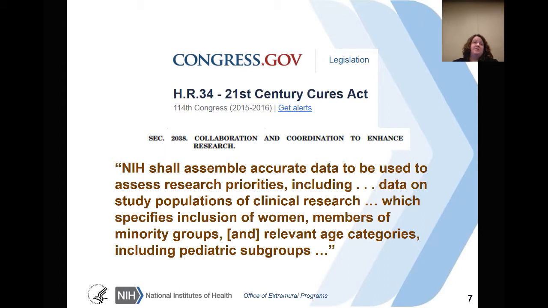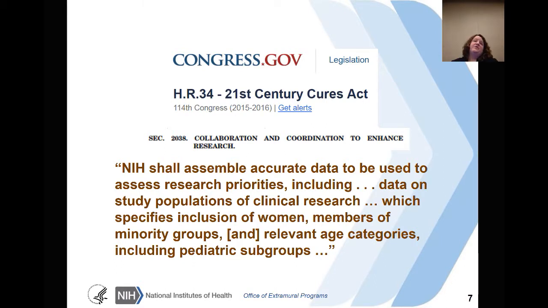I want to add, in addition to the many efforts around clinical trials reforms, we also had some additional reporting requirements that came out of the 21st Century Cures Act, which was passed last December in 2016. And among these requirements is that NIH shall assemble accurate data to be used to assess research priorities, including data on study populations of clinical research, so participant data, which specifies the inclusion of women, members of minority groups, relevant age categories, and including pediatric subgroups.